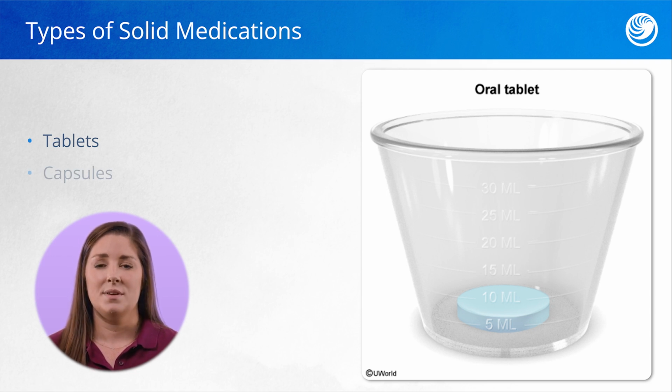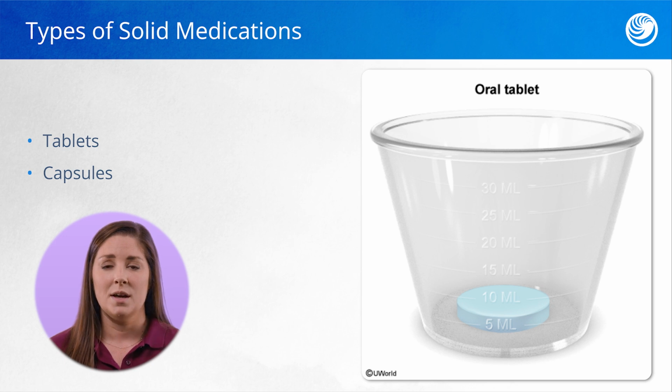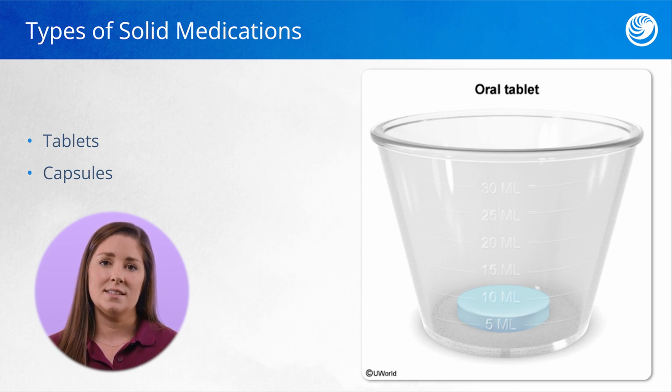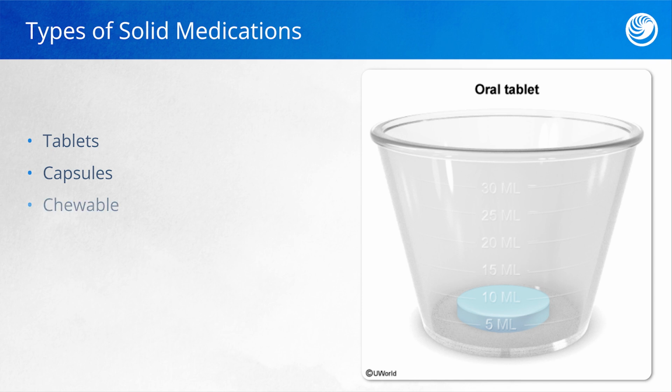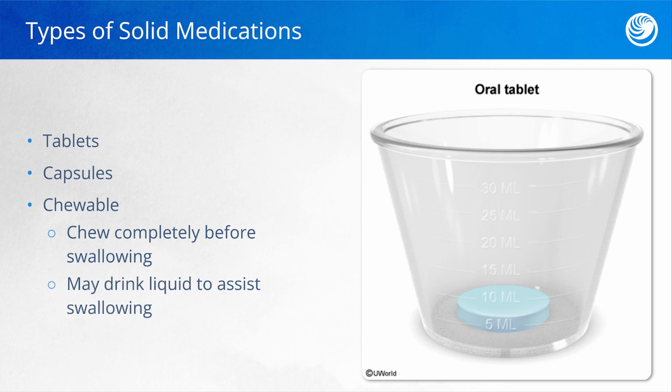The second type is a capsule. Some capsules may also be given in their original form, but they can also be opened and the contents can be sprinkled into food or drink. The last type is a chewable medication. It's important to note that chewable medications must be chewed completely before swallowing. Clients may need something to drink to ensure that they can swallow the entire contents of the chewable medication.